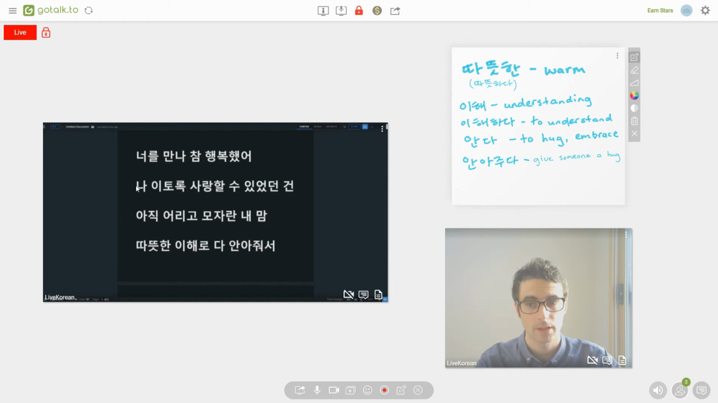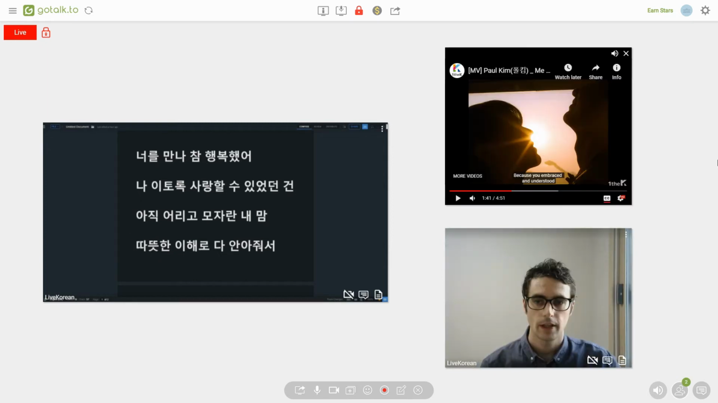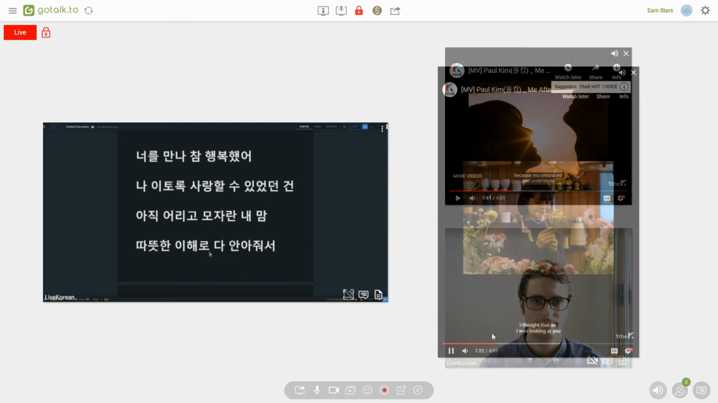So how do these three lines come together? Now to translate this a bit more literally, to understand what we just looked at, that I loved you this much was because you embraced my still young and immature mind, or if we translate it really literally, insufficient mind, with warm understanding. 따뜻한 이해로. So let's listen to the chorus one more time, and hopefully this time you'll understand it a little better.